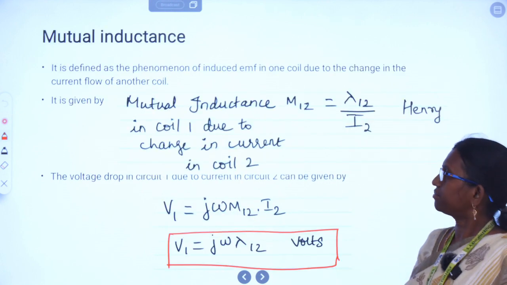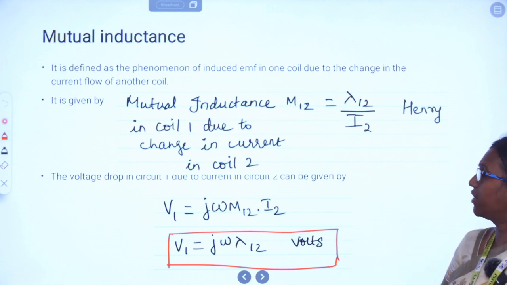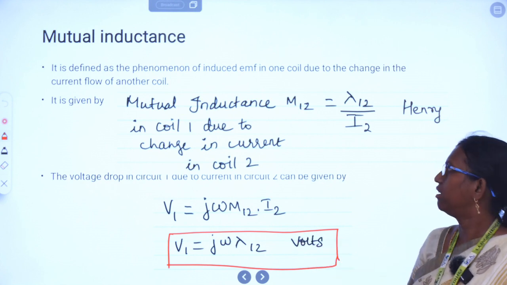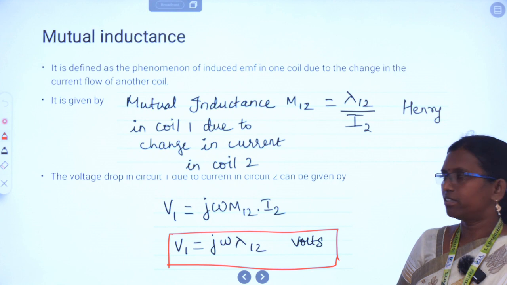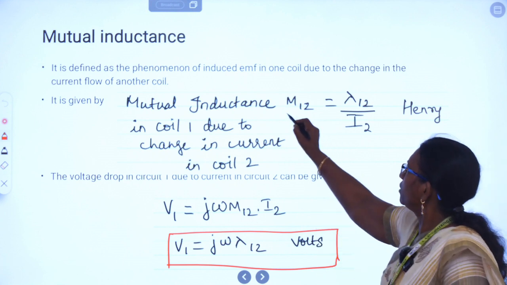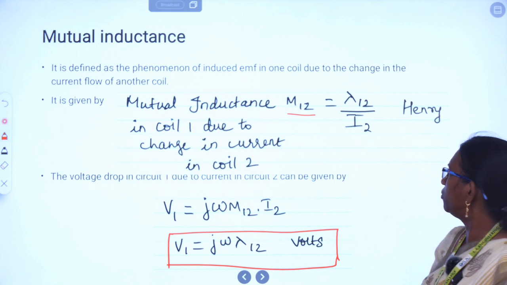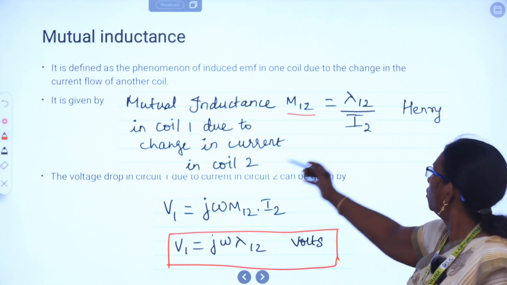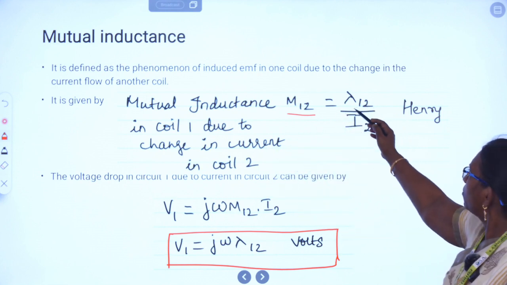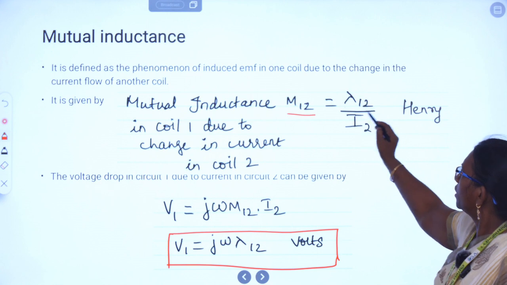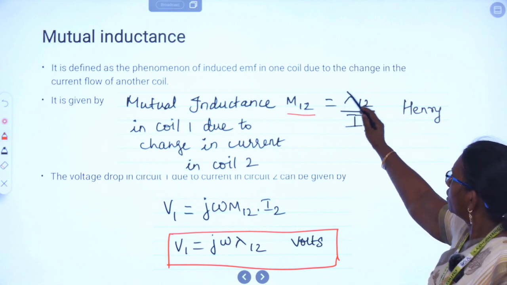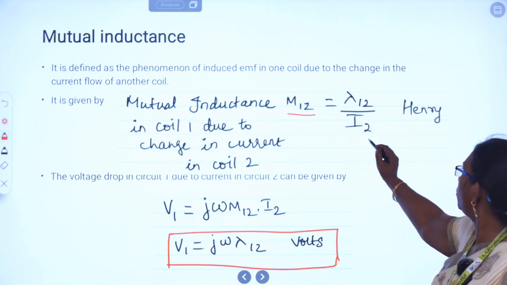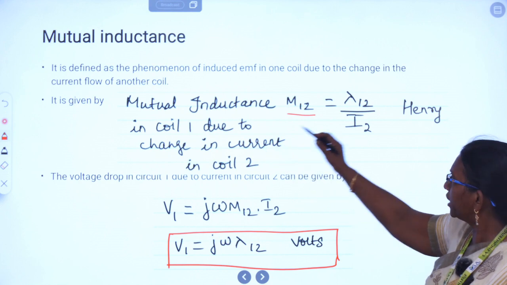Coming to mutual inductance. Mutual inductance is defined as the phenomenon of induced EMF in one coil due to the change in the current of another coil. Here we can give the mutual inductance of one coil, for example with the notation M12, which is the mutual inductance in coil 1 due to the change in current in coil 2. It can be given by the equation λ12 divided by I2, the flux linkages divided by the change in current in the second circuit, denoted by I2. The unit of inductance is Henry.